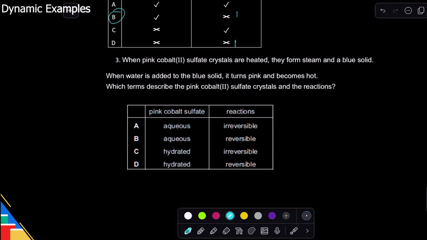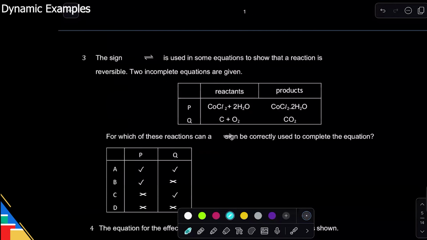When pink cobalt sulfate crystals are heated, they form steam and a blue solid. So when you heat them, it's endothermic. When water is added to the blue solid, it turns pink and becomes hot, which means it releases heat, so it's exothermic. Which term describes the pink cobalt sulfate crystals in the reaction? They had water, they released it, so they are hydrated. And the reaction is reversible, so D is the answer.